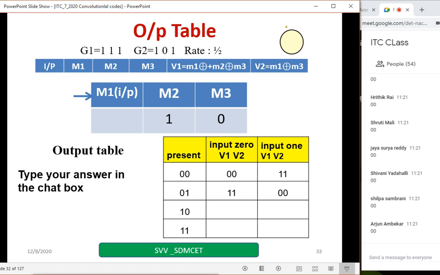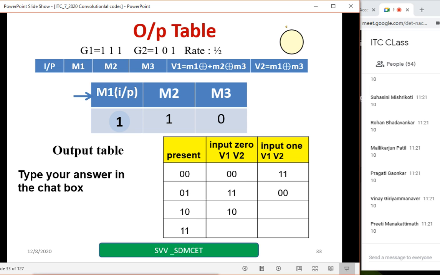Let me take 1, 0 as M2, M3. Input is 0. What is the output I am going to get? Add all the three. Add first and last. Good. All have typed 1, 0. Abhay, Charan, Pragati, Vinay, Preeti, Suhasini, Rohan, Mallikarjun, all have typed the answer 1, 0.